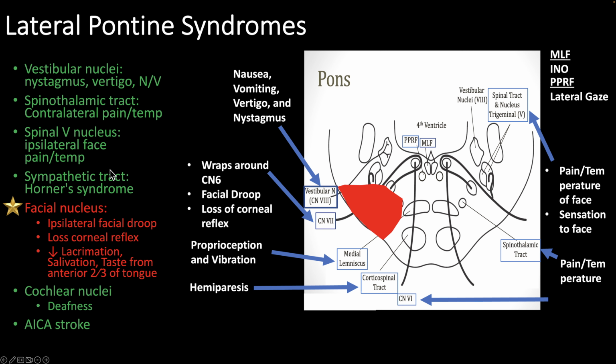You're going to get synaptic tract Horner syndrome. It'll be ipsilateral. But I starred this and I put it in red on purpose because with lateral pontine syndromes, this is how you're going to be able to localize the lesion.